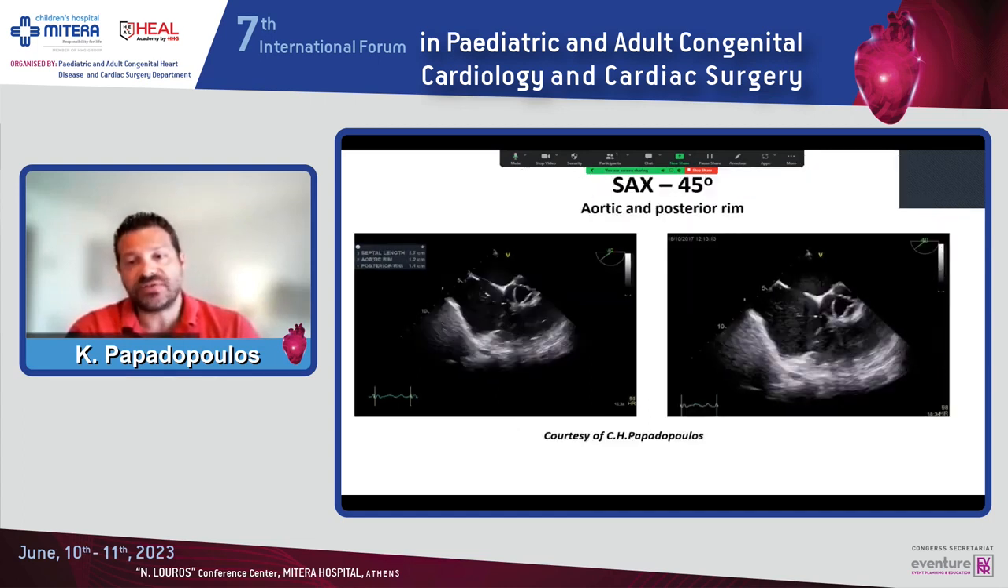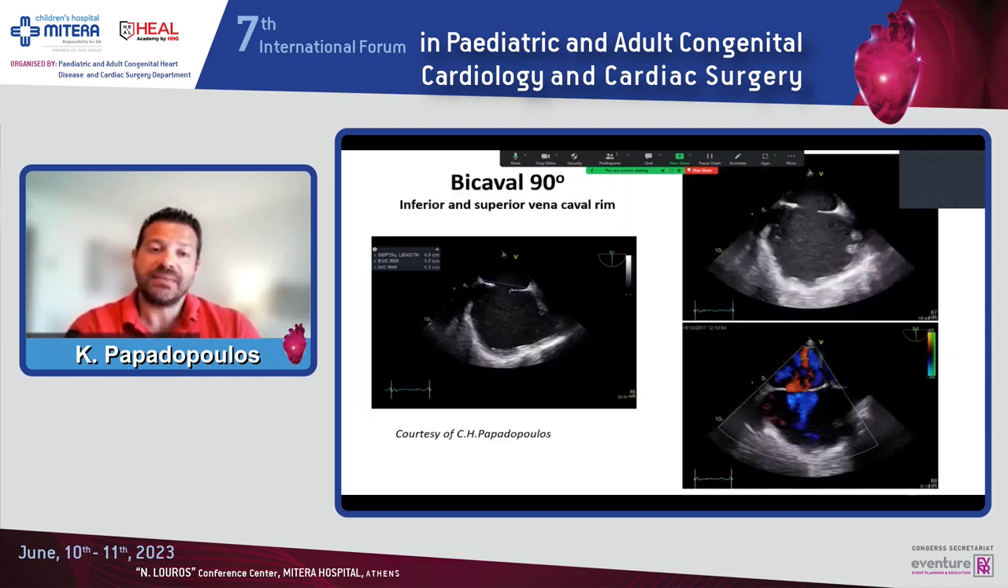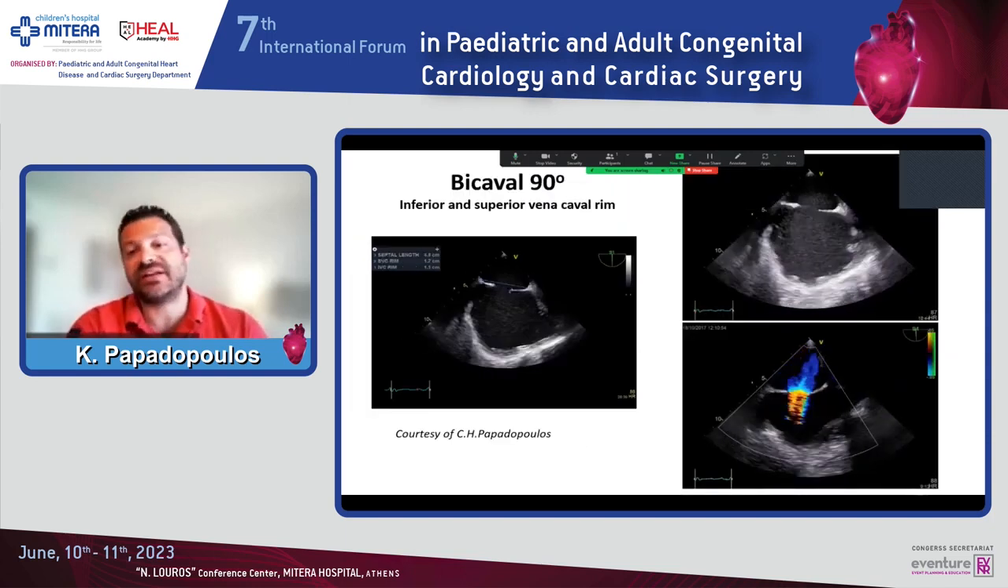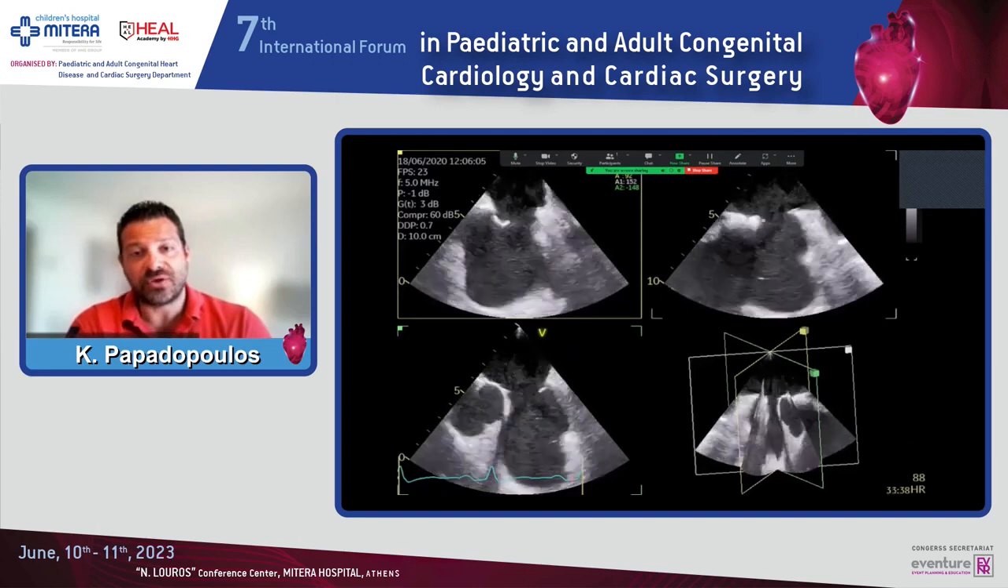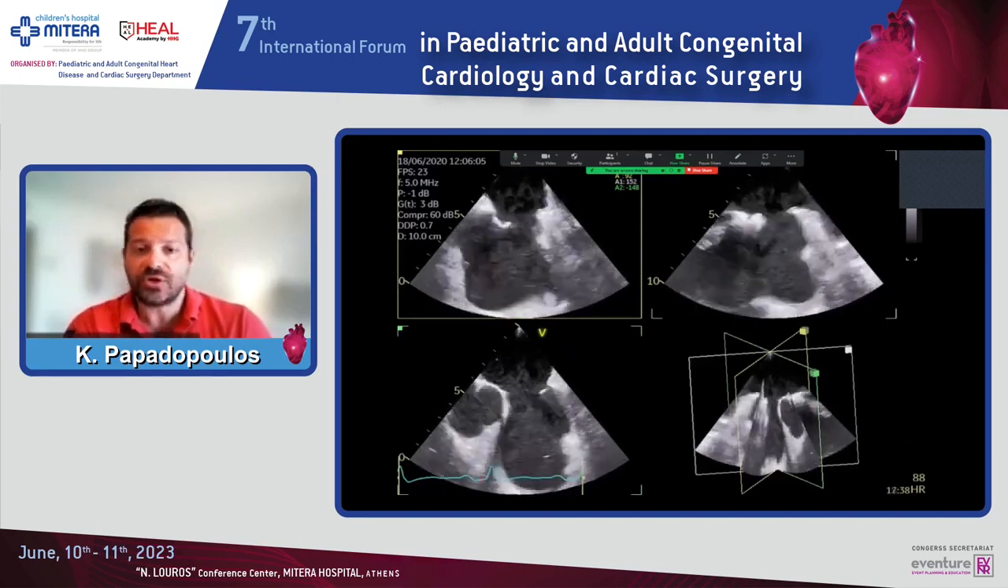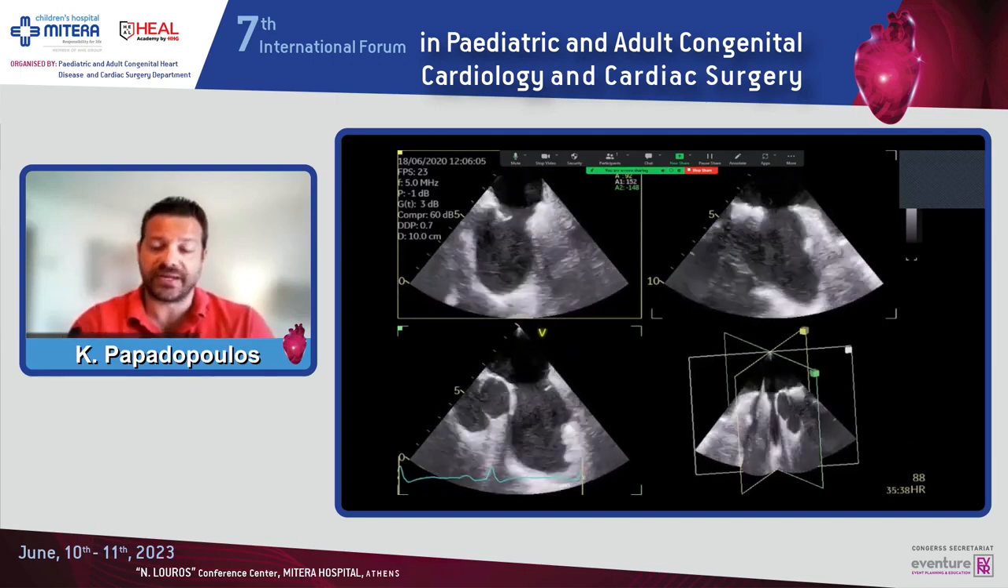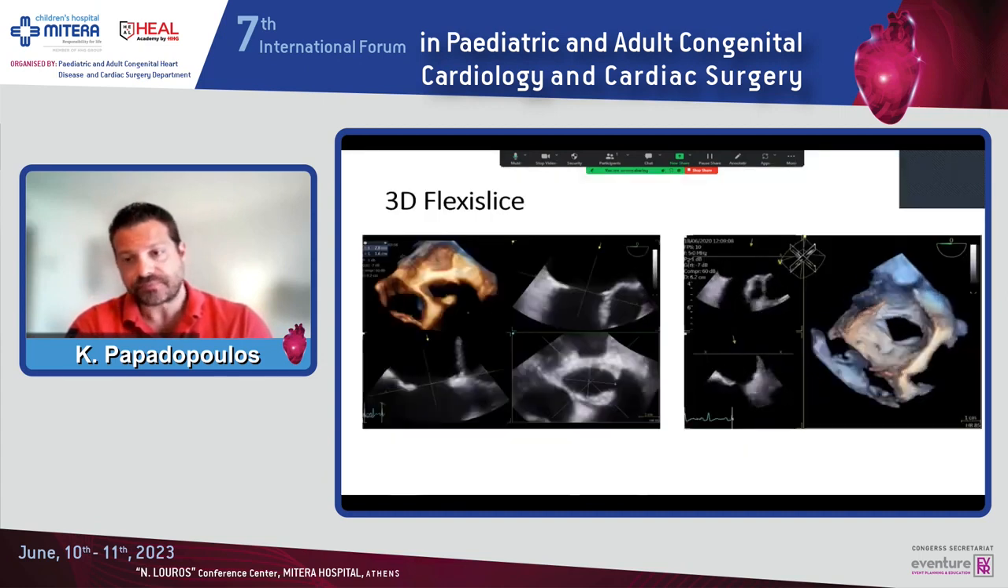We go to short axis view. I will go through these slides very quickly. We have the anterior and the posterior rim. And in bicaval view, we have the superior and inferior vena cava rim. We can use triplane views in order to demonstrate simultaneously all the rims of the ASD.